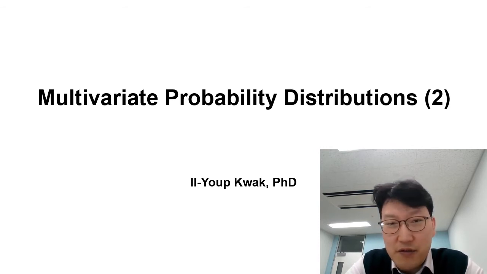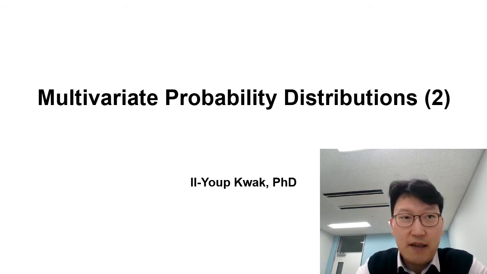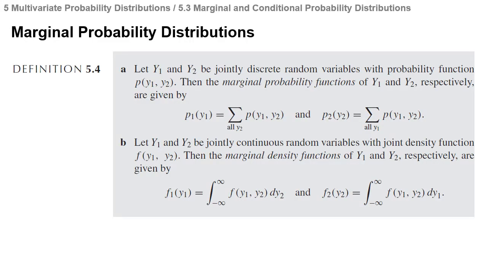I will start today's lecture about multivariate probability distribution 2. Previously, we were studying chapter 5.3, marginal and conditional probability distributions, and we checked two examples and learned marginal probability distributions, one for a discrete case and the other for a continuous case.